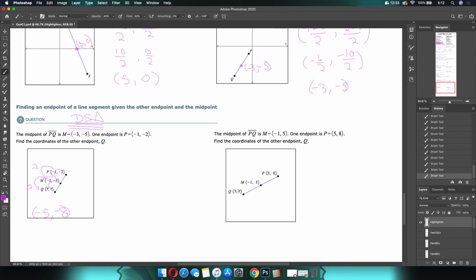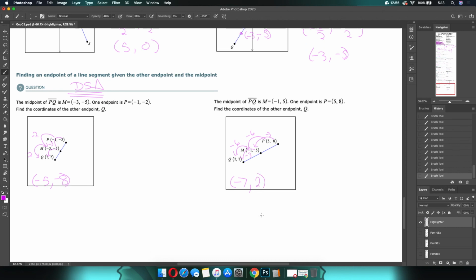Let's see here. This one over here. So I'm jumping from 5 to negative 1. That means I went down 6. So if I go down 6 again, what do I get? Negative 7. All right? And then for my y's, I went from 8 to 5. I went down 3. So if I go down 3 again, where do I stop? 2. And there's my coordinate. And I think that's the last one.